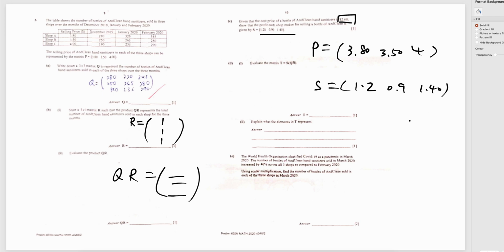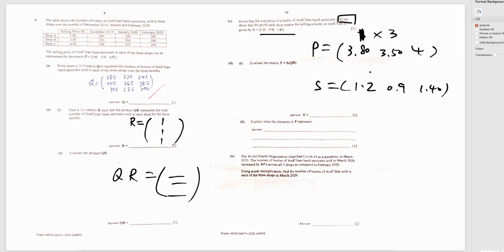Without using matrix, I think you just take 380 minus this, 350 minus this, 4 minus this, then you will get the profit. Selling price minus the cost, then you get the profit. But what if they force you to use matrix? How do you get back this? This is a 1 by 3 matrix.